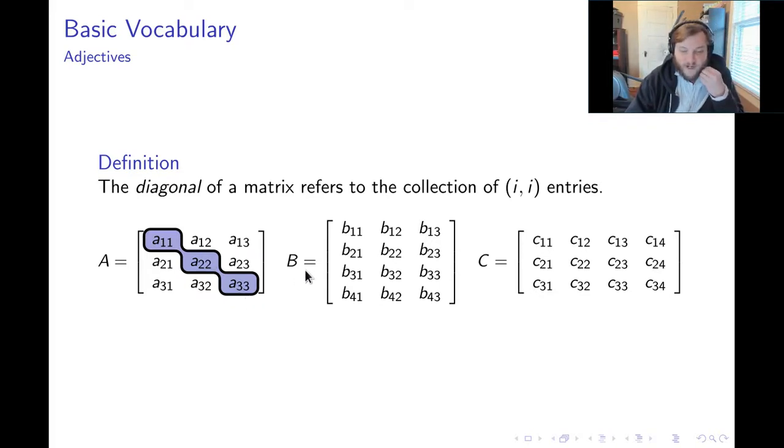What about for this matrix B here? This is not a square matrix, but that's okay. We can still talk about the diagonal of this matrix, or the main diagonal of this matrix. So this matrix is 4 by 3. Well, what are the diagonal entries?